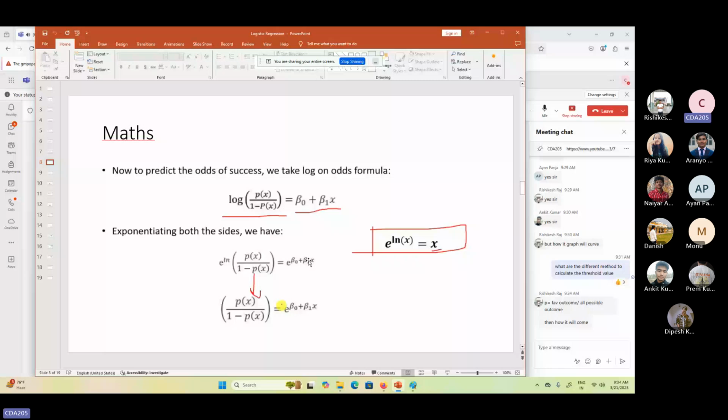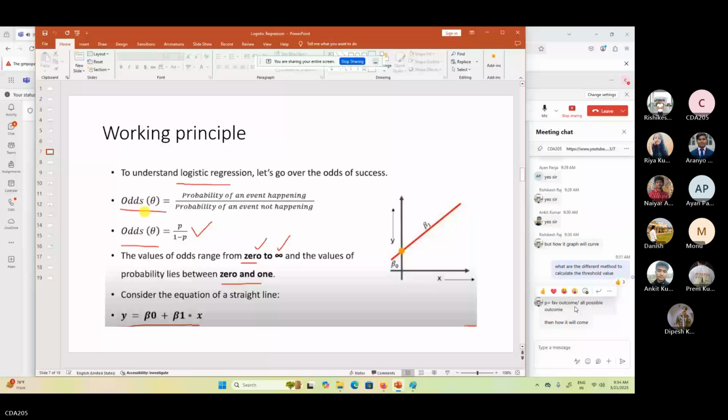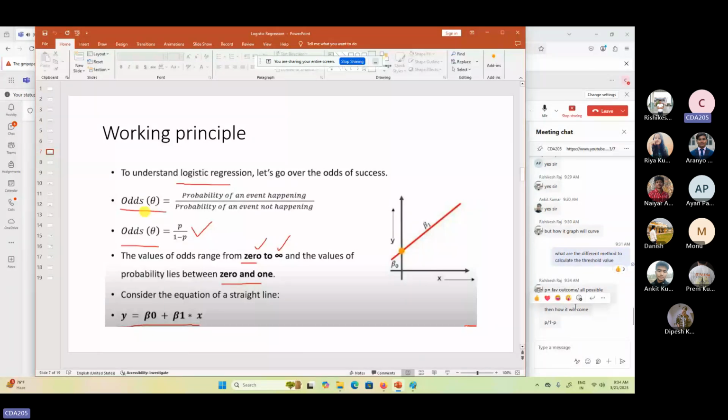What are you asking, Rishikesh? How will it come? What is p? What do you want to ask? Yes, p is the probability of the event happening, and 1 minus p is the probability of the event not happening. What is the confusion in this? You are having trouble understanding the question, p by 1 minus p? Is anyone getting confused with this?